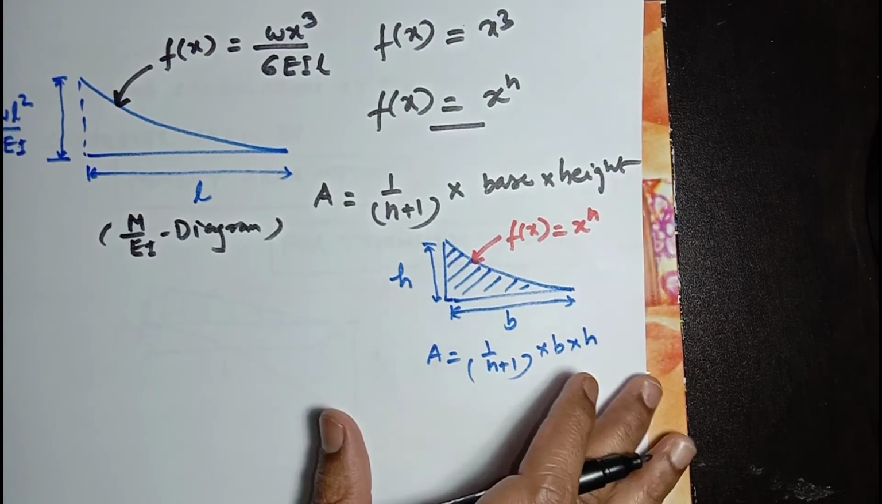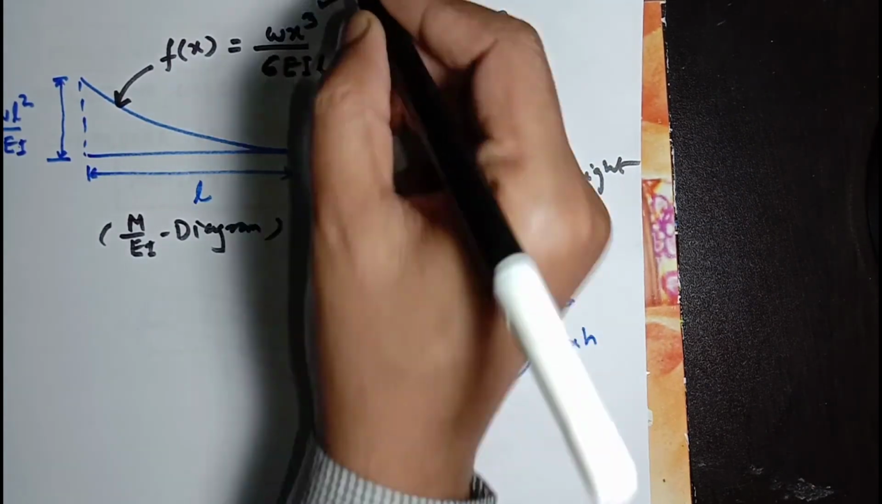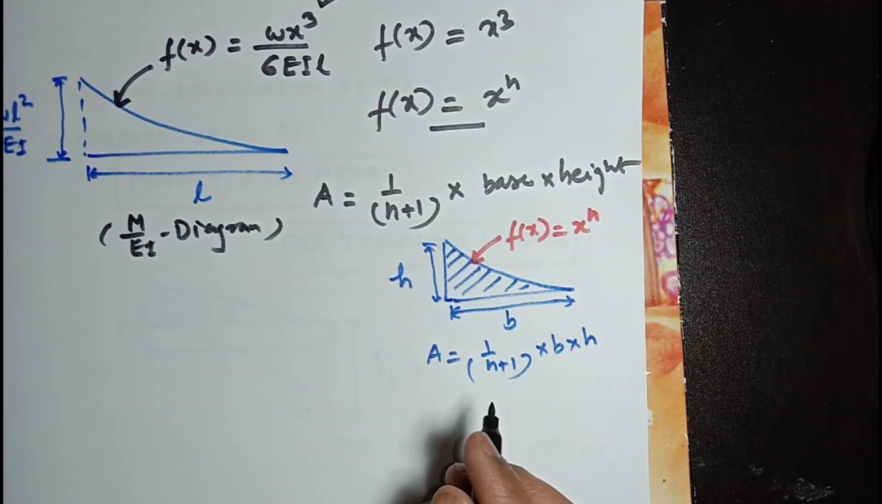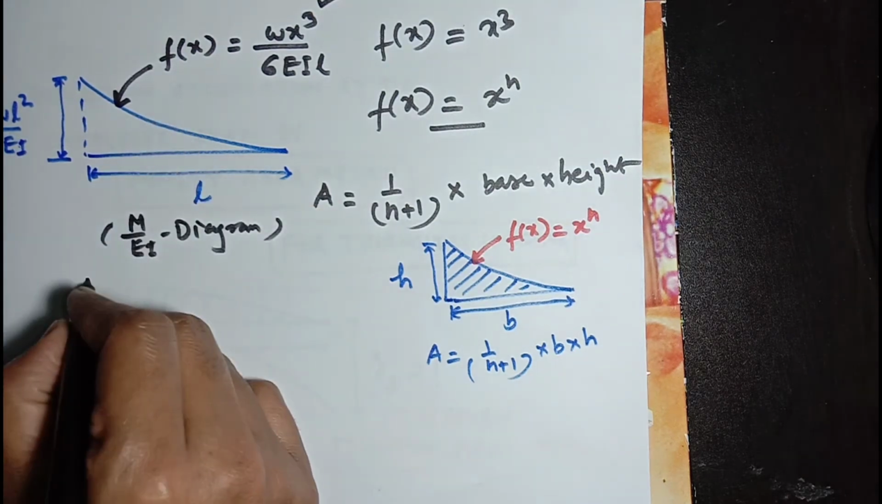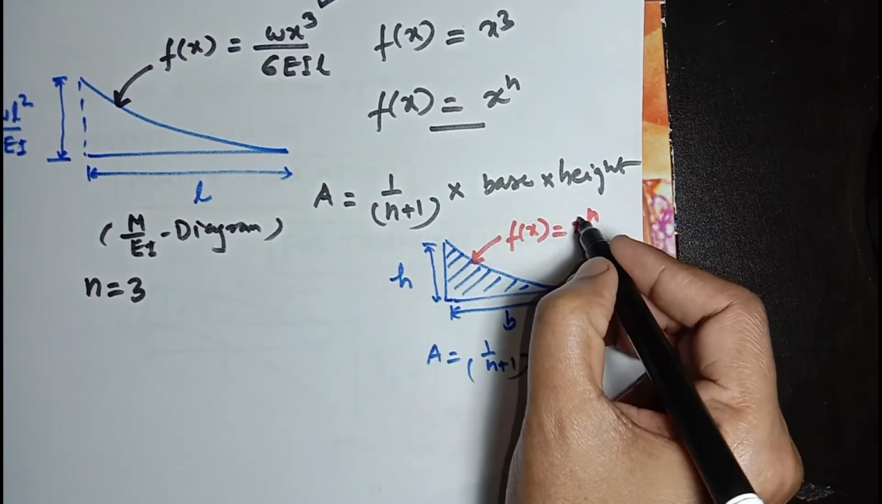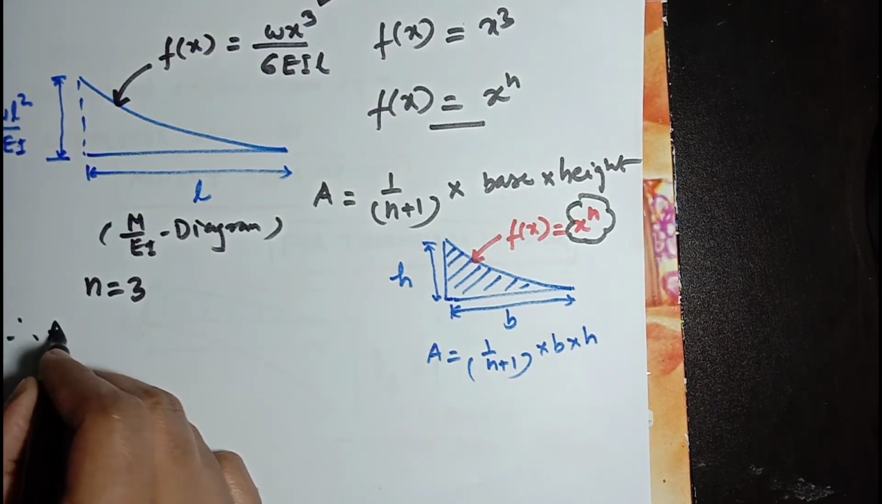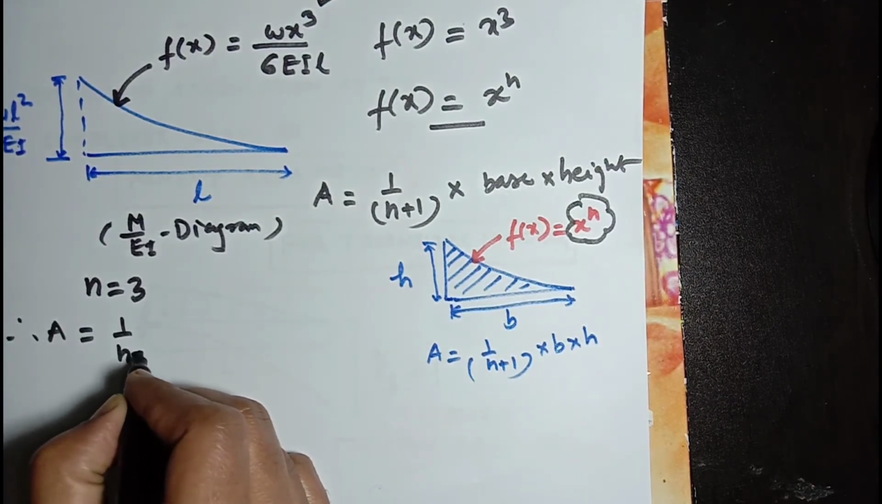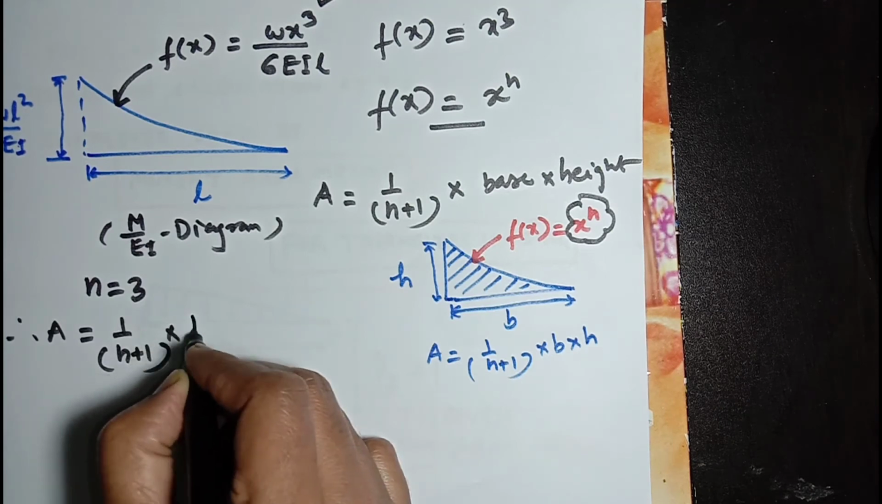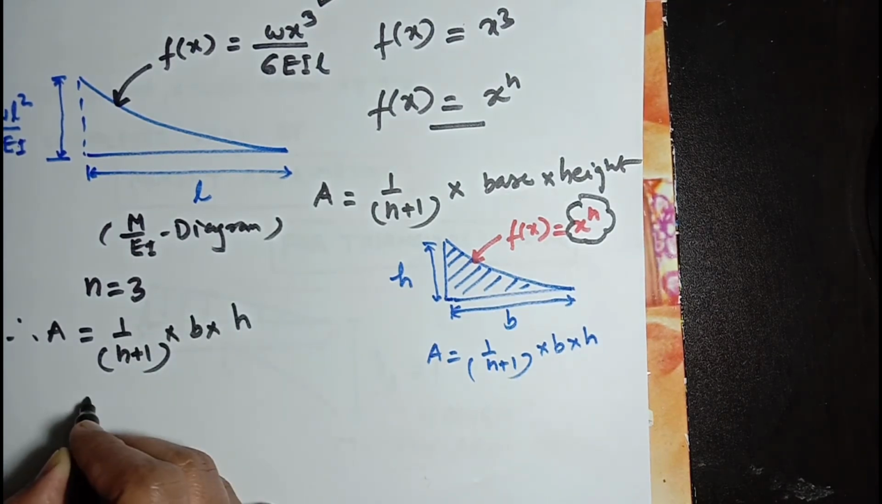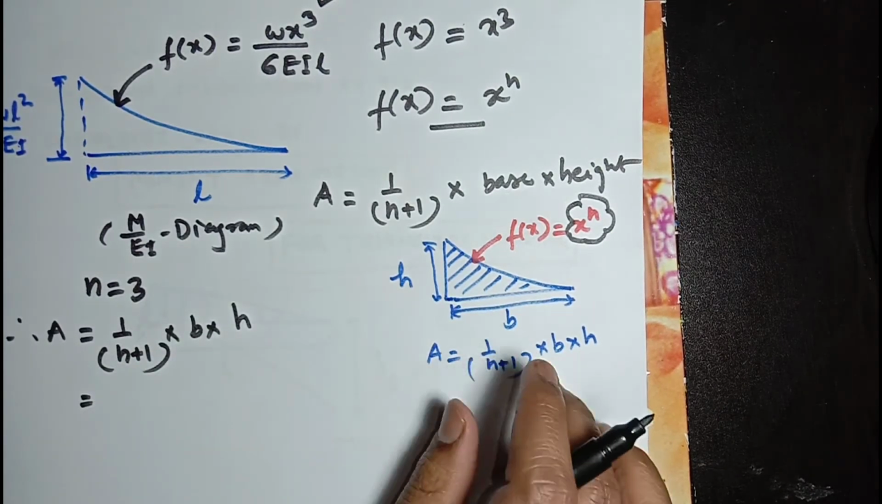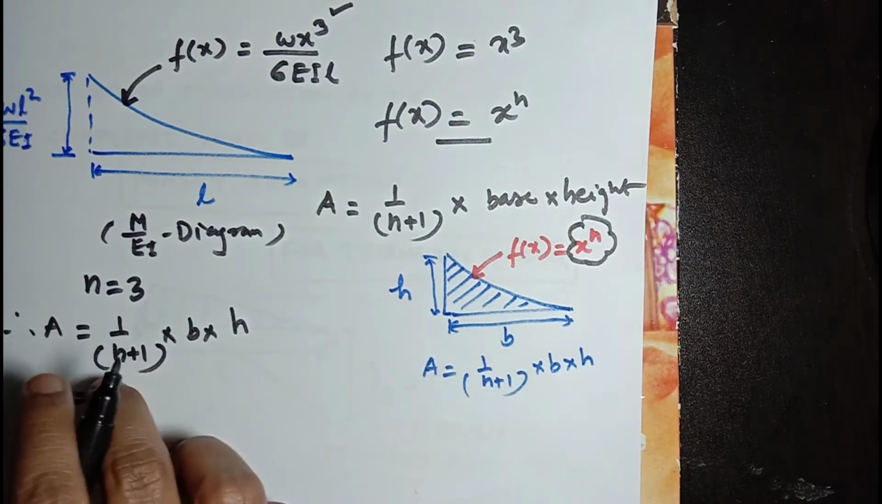This is a function of x to the power 3, or you can say it's a cubical curve. So n will be equal to 3 as per the general expression of this one. So area will be 1 divided by n plus 1 times base times height. This is the general expression for area, as I have explained here.